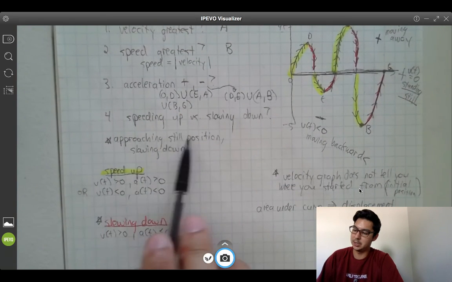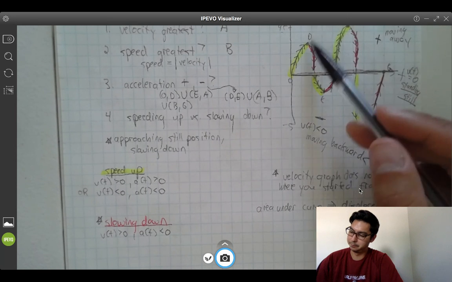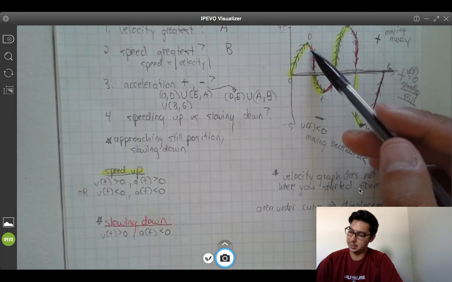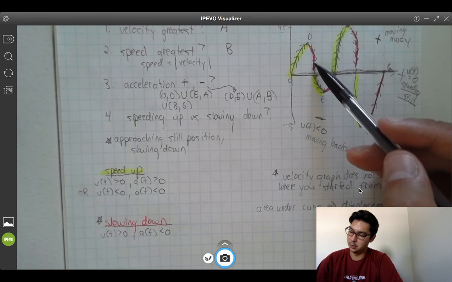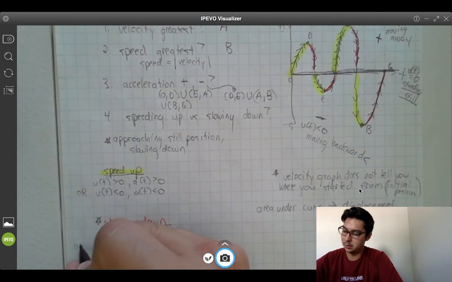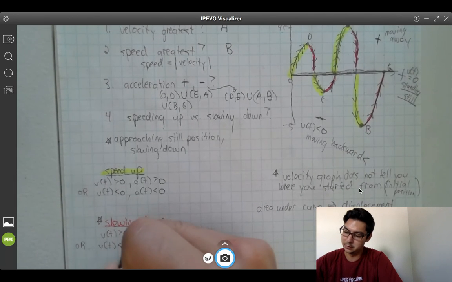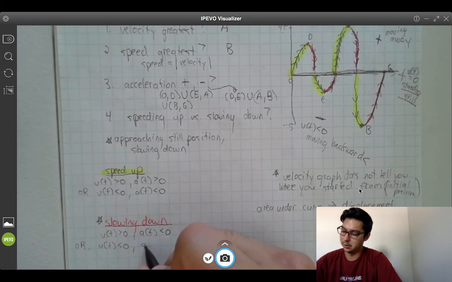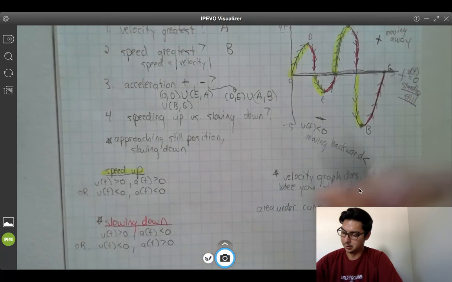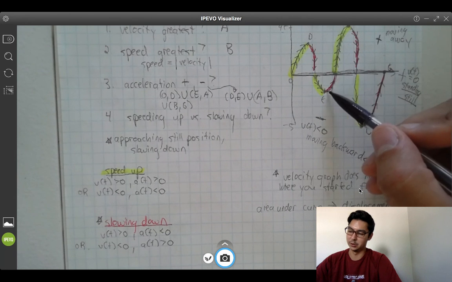If you're approaching still position, you're slowing down. Notice when your velocity is positive, you're up above the x-axis, and acceleration is negative slope, you're approaching still position, which is slowing down. Or you could have in this position when velocity is negative and acceleration is positive, in which case you're moving away, but you're moving away towards rest, so you're slowing down right there.